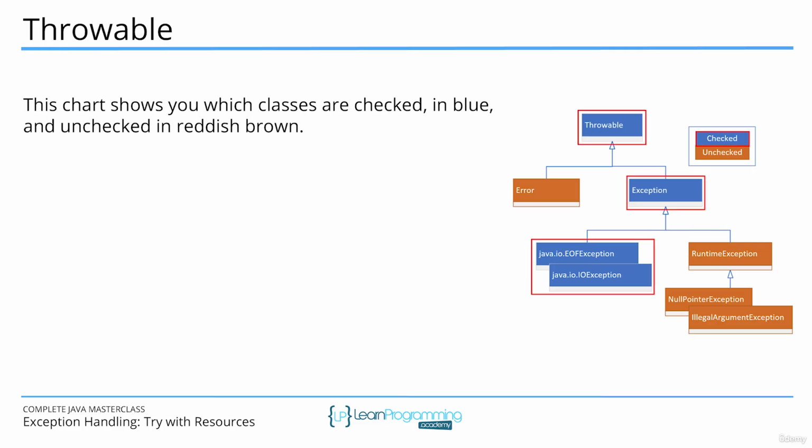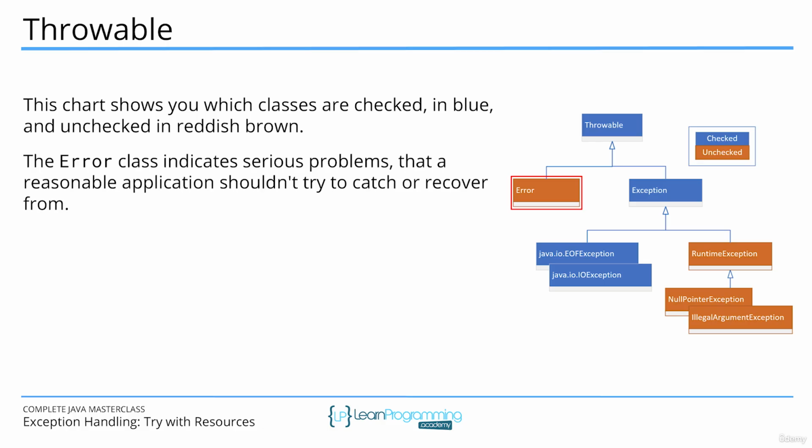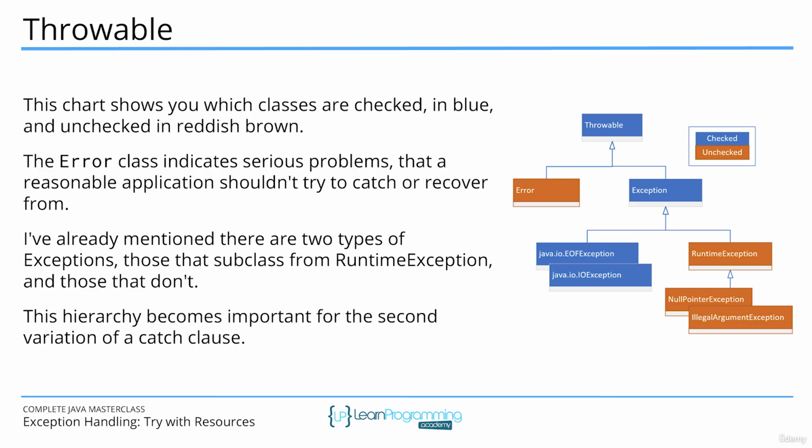This chart shows you which classes are checked in blue and unchecked in reddish brown. I've previously said that you will know a checked exception because it's not a runtime exception. An error is also an unchecked exception, meaning you aren't forced to catch or specify its type. The error class indicates serious problems that a reasonable application shouldn't try to catch or recover from. I've already mentioned there are two types of exceptions, those that subclass from runtime exception and those that don't. There are a large number of exception classes, and this diagram represents only a couple for demonstration purposes. This hierarchy becomes important for the second variation of a catch clause.